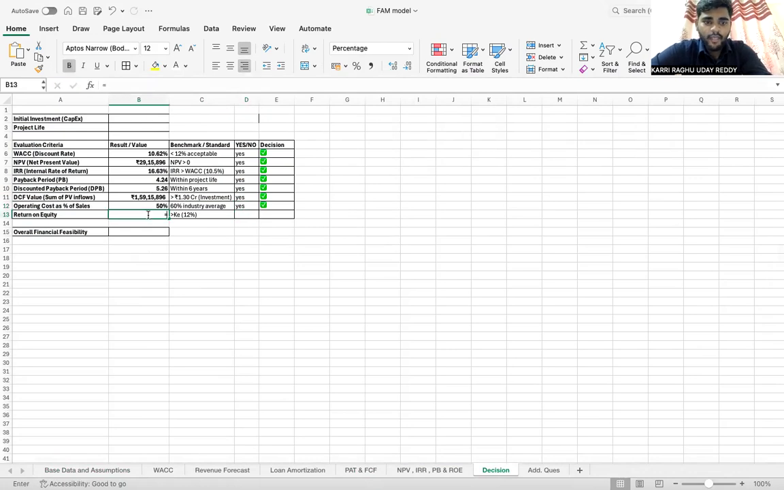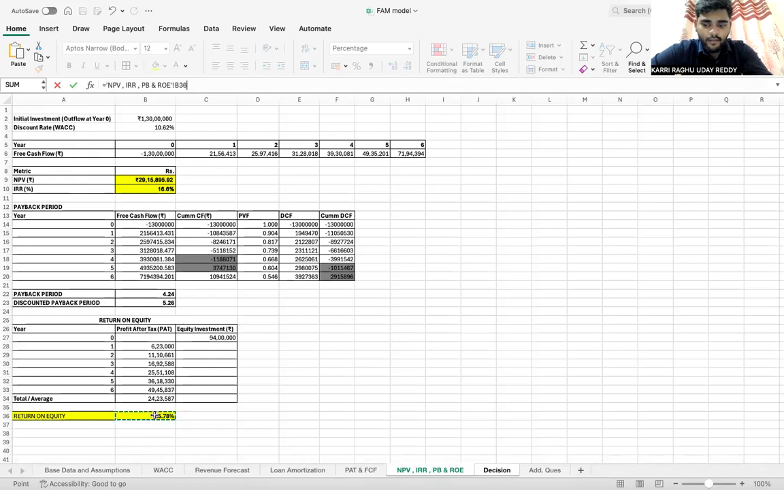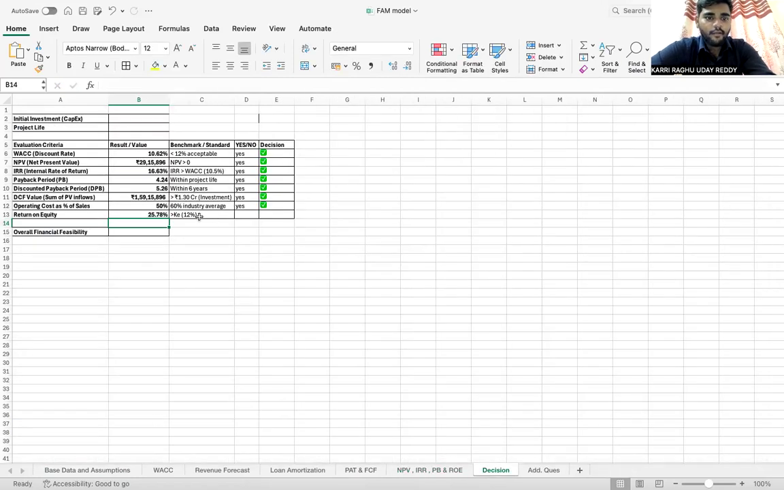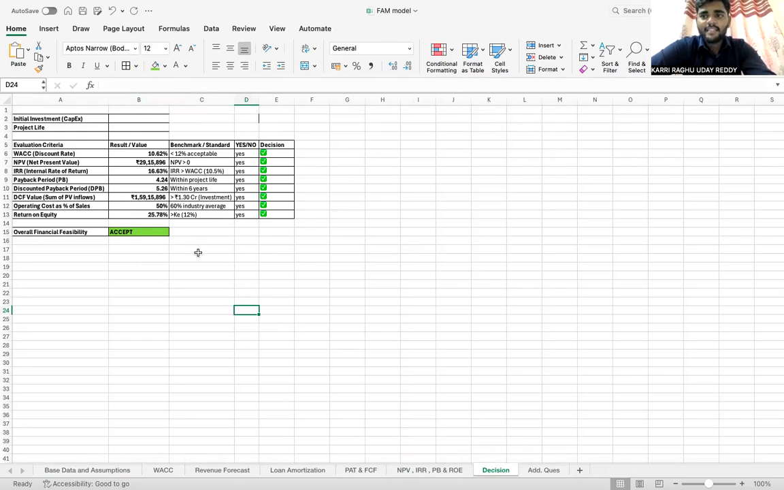And return on equity was calculated as 25.78%, and it is good generally when compared with KE. KE is the minimum rate of return they are expecting. They are expecting a minimum rate of return of 12%. We are giving double that. It is absolutely good. Yes, accept it. So overall feasibility, we can accept this project. So we can say finally that this cafe expansion project is good and we can accept it.